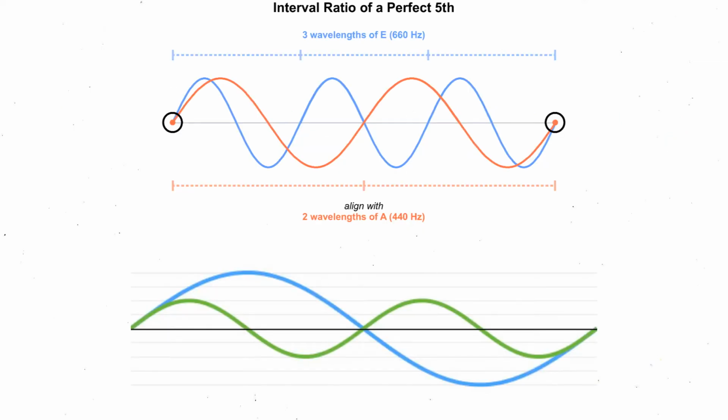The consonant intervals line up very well with each other, and the dissonant intervals do not as much. When two notes are played out of tune, you can actually hear the phasing of the waves being played at the same time.